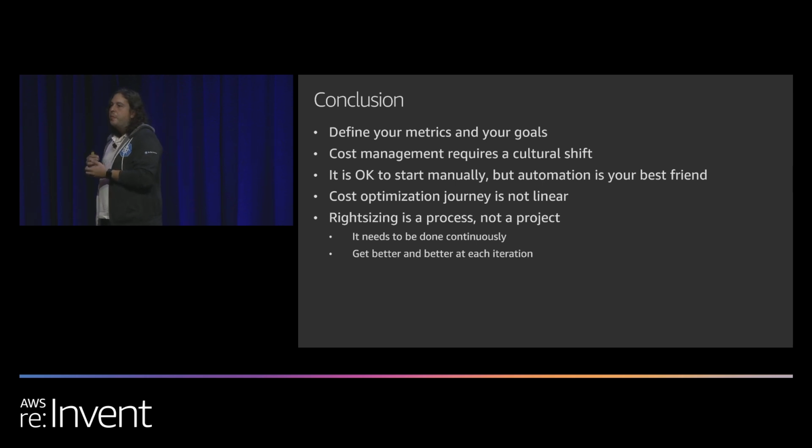Third, start manually, then think of automating things. Try out AWS Compute Optimizer. It might be really helpful to you. Fourth, this cost optimization journey is not linear. So it's good to understand that so you don't get frustrated.